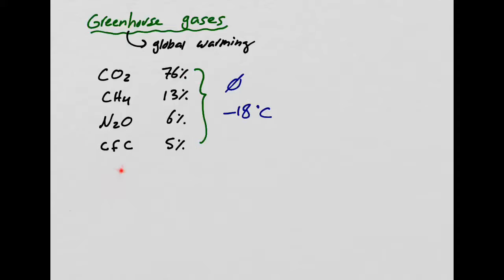So these are not bad gases. We need these greenhouse gases to keep the temperature of the surface of the earth at about 15 degrees Celsius. The problem is when we have too much of these gases. They're absorbing a lot of heat and keeping a lot of heat, so the average surface temperature is going to be higher than what is necessary. And that's our greenhouse gases.